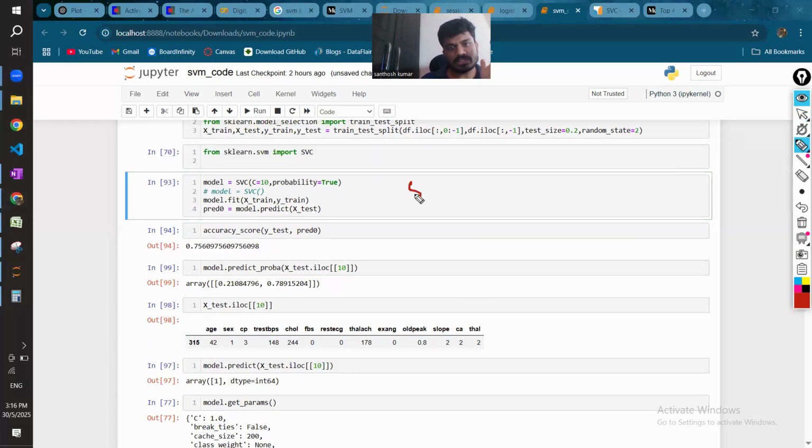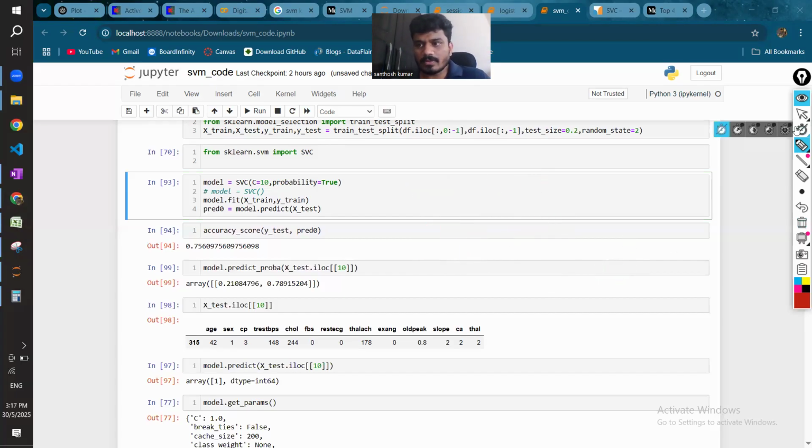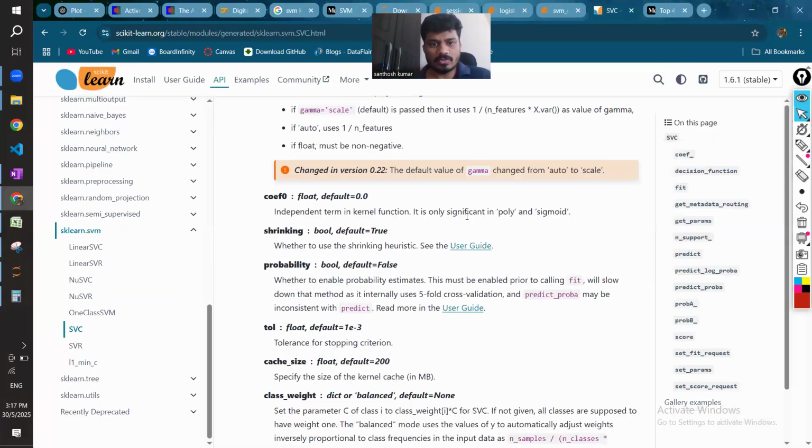SVC with probability equal to false is one model, and SVC with probability equal to true is another model. But there is a very small difference between these two models. Both are SVC. Predictions, everything is fine. But if you keep it as true, it has one more small power, that is giving out probabilities also, an extra output. Like that, each hyperparameter will have its own functionality.